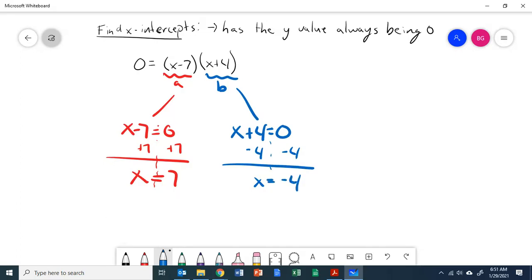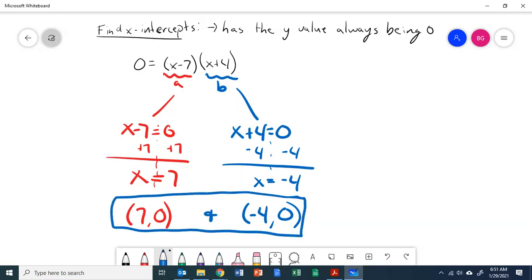Well, right there, after solving that, you then have your x-intercepts because x is 7, and we substituted 0 in for y, so that's already our y value. So 7 comma 0, and on the other one, we got negative 4 also when we set it equal to 0, and if you do that, it works. So these two right here are our x-intercepts for this problem. So to find the x-intercepts for this quadratic, you just need to take the quadratic and set it equal to 0, factor it, and then you'll have your x-intercepts.